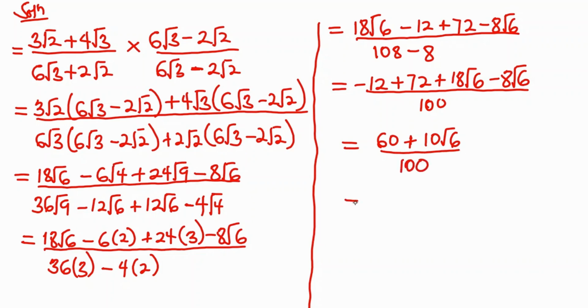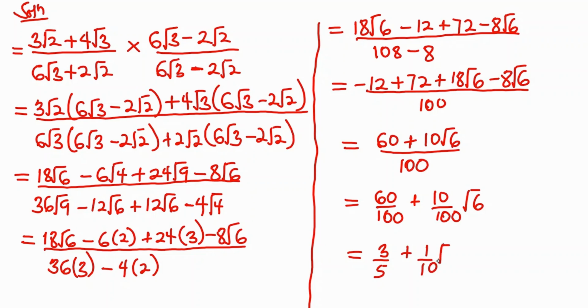At this point we can divide the numerator by the denominator according to the terms. So here we have 60 divided by 100, and then we have plus of 10 divided by 100 root of 6. And we can see that when 60 divides 100, it gives us a final answer of 3 out of 5, and then when 10 divides 100, it gives us 1 out of 10. Then repeat our root 6. So at this point we have been able to find the solution to this question.